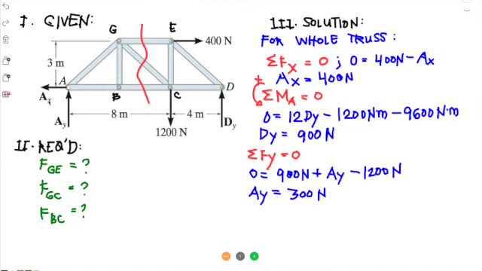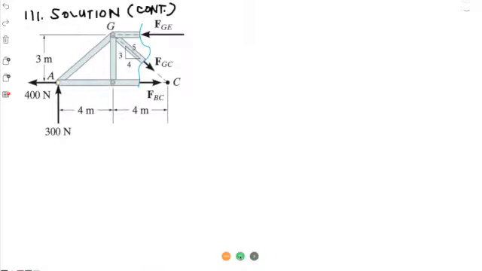So now that we identified AX as 400 newtons and AY as 300 newtons, we can do another free body diagram for our selected segment. Okay, so the continuation of the solution is right here. AX is 400, AY is 300 newtons, and these are the correct directions. Since we cut our truss, we expose the internal forces as external forces. So we have FGE, FGC, and FBC, the things that we are actually looking for, right?